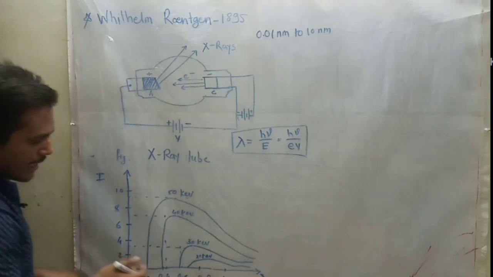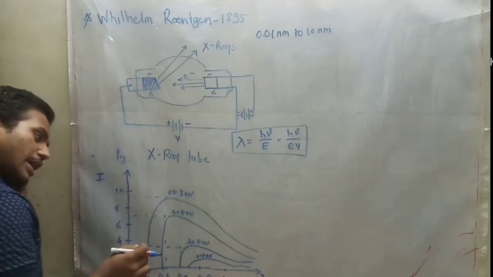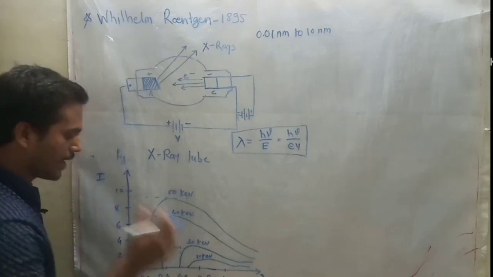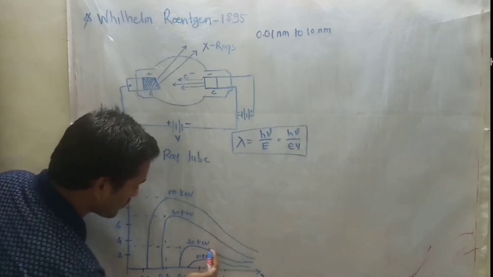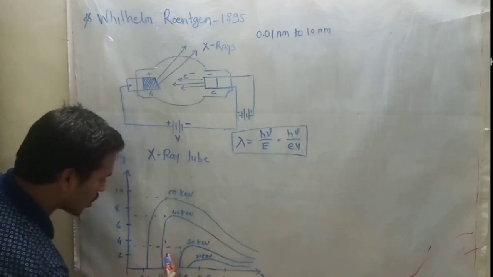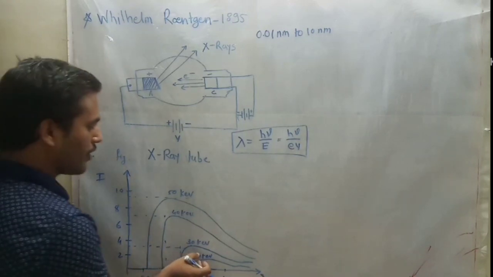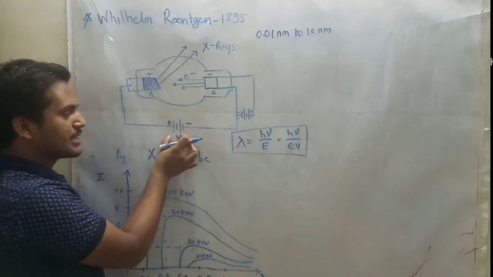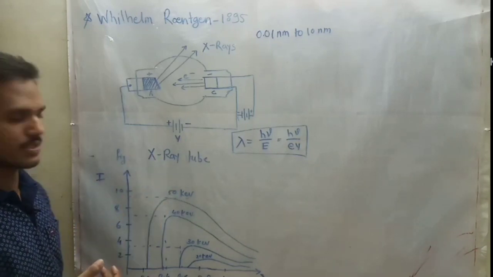Here we observe that if we increase the applied potential, then X-rays of higher energy are produced, and these curves are shifted towards the lower wavelength side. That is, if we increase the applied voltage, then we get higher energy X-rays.